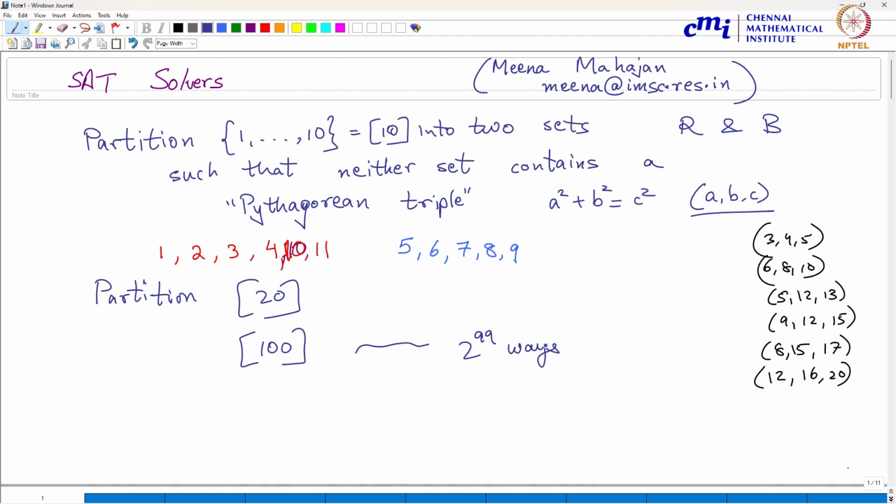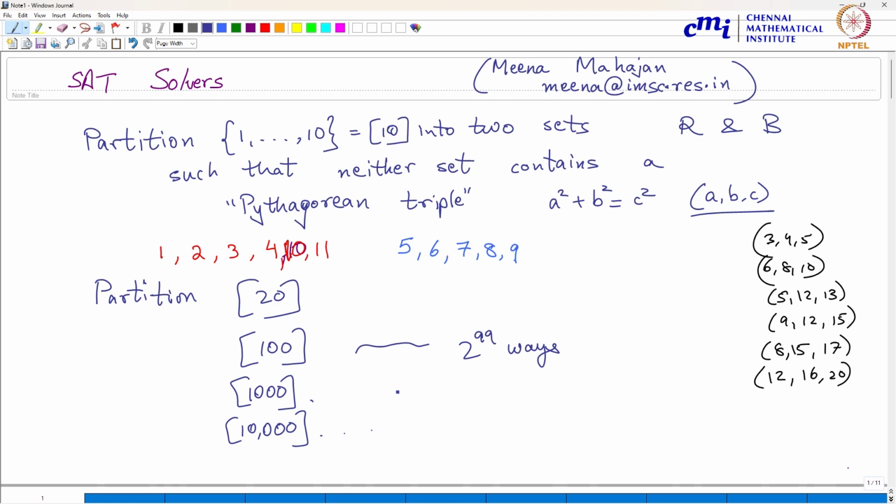But it turns out that for 1 to 100, it's not that difficult to find the partition. It's just because these are small numbers. We can list out the triples explicitly, and there are not too many constraints. So let's go even further. 1,000, 10,000.